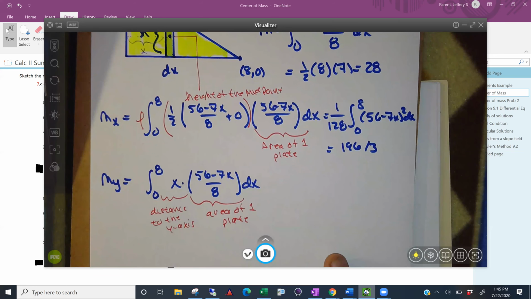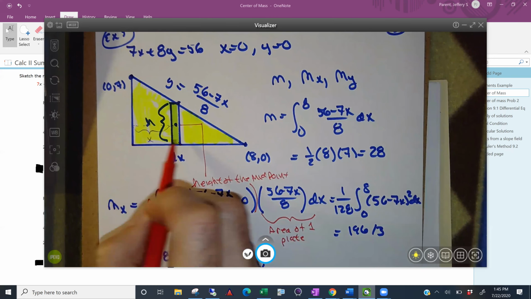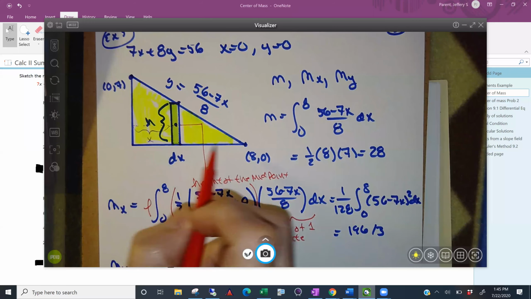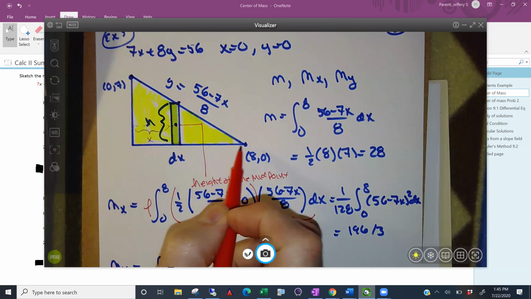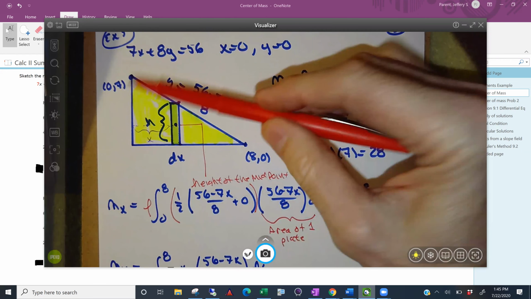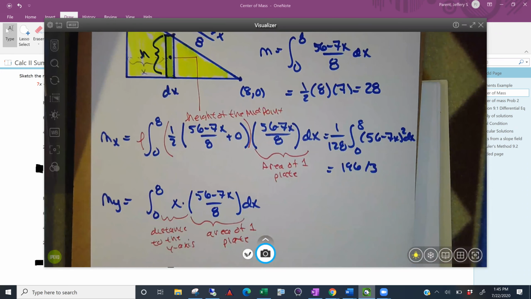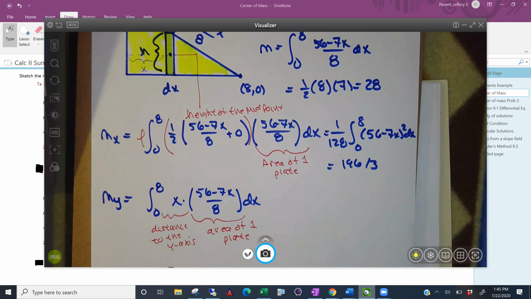Hey, Professor, wouldn't the integral be from 0 to 7? No. Good question. But our slice is still a vertical dx slice, and those slices can be taken anywhere from 0 to 8 along the x-axis. If we were taking a dy slice, then yeah, we'd probably be integrating from 0 to 7. Okay, thank you. No, thank you. I'm sure that somebody else had that same question in mind.